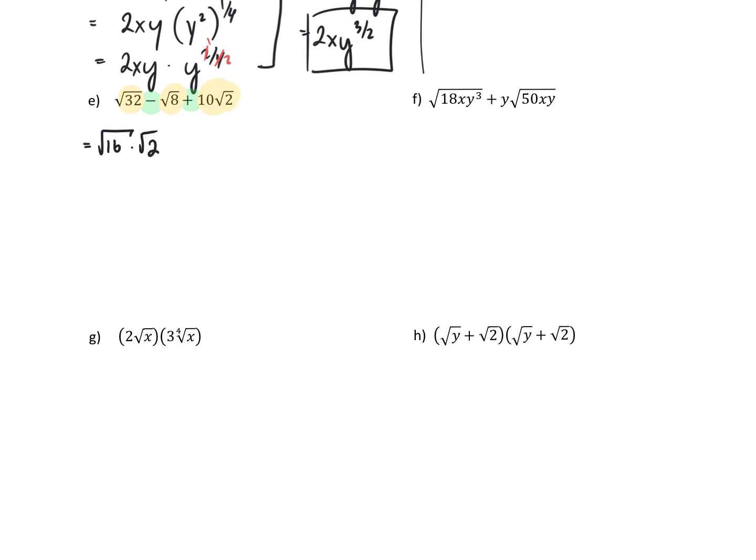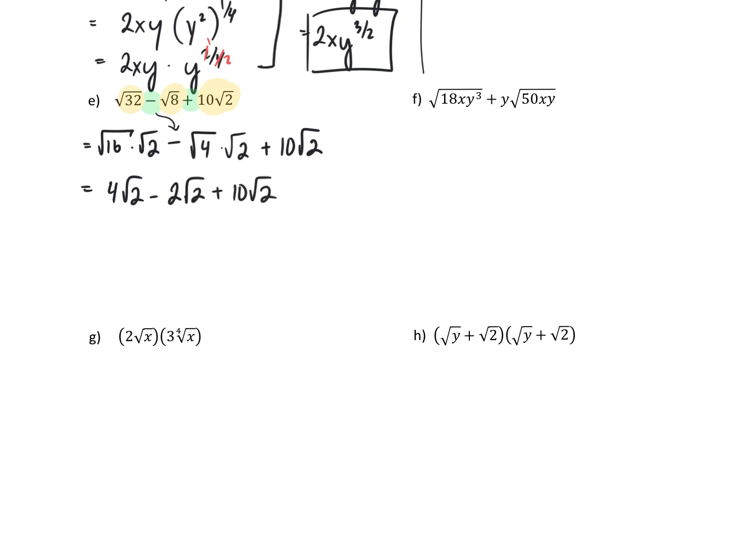Why did I do that? Well, again, the square root of 16 would be 4, so it splits perfectly. Then we'll bring down that minus sign. And again, 8 can split into 4 times 2. So the 4 times 2. And then plus, and this last one we can't simplify. That root 2 again is not simplifiable. So the square root of 16 is 4 times the square root of 2, minus the square root of 4 is 2 times the square root of 2, plus 10 root 2.